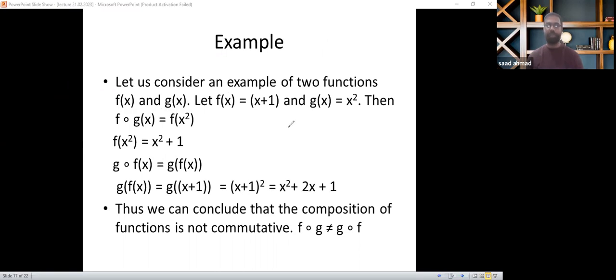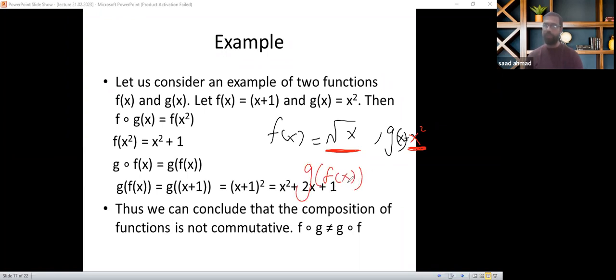Let's say I have two functions, f of x equals square root of x, and g of x equals x squared. Although the second function, x squared, can take all the values, this one cannot take the negative values, right? So for g of f of x, the domain is only when x is greater than or equal to 0. It cannot take negative values. Although x squared can take negative values, the other one that is going into the input cannot have negative values.